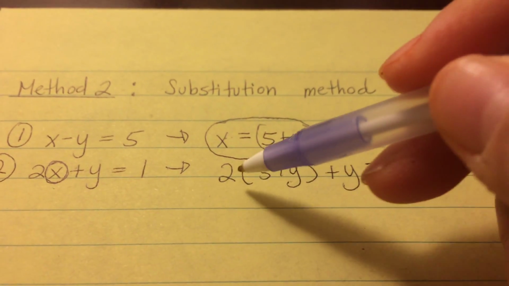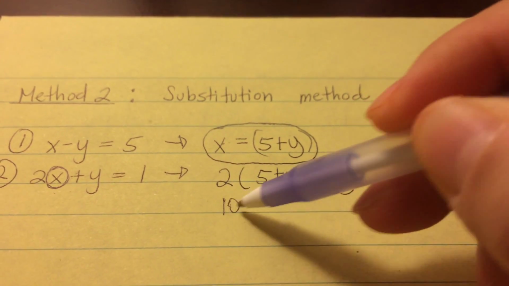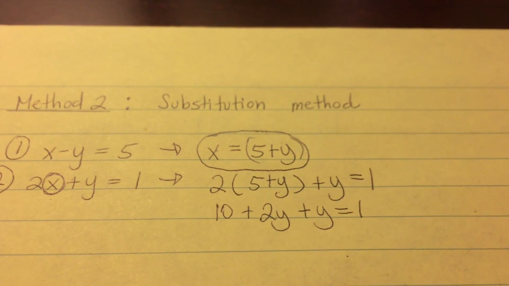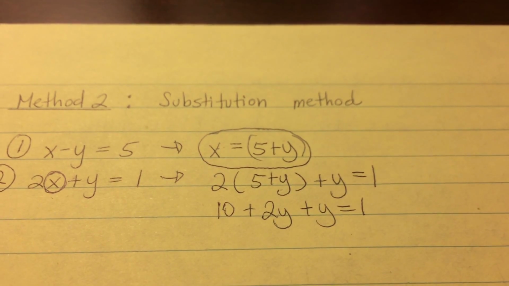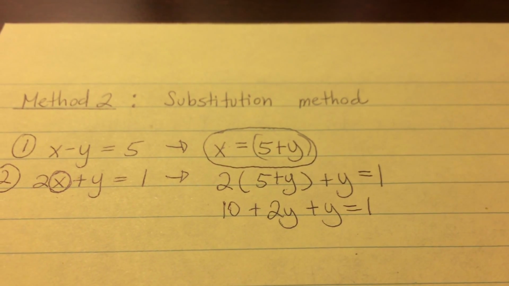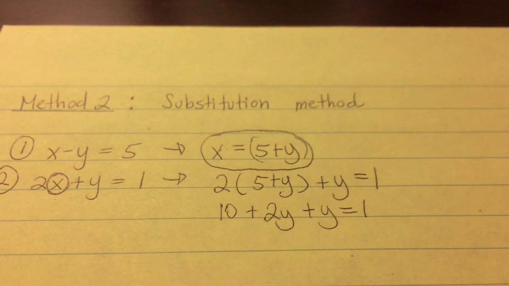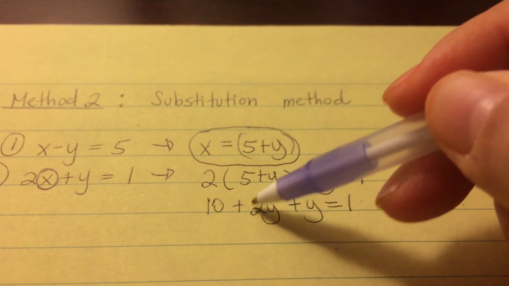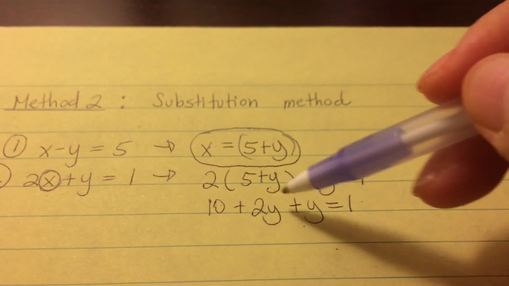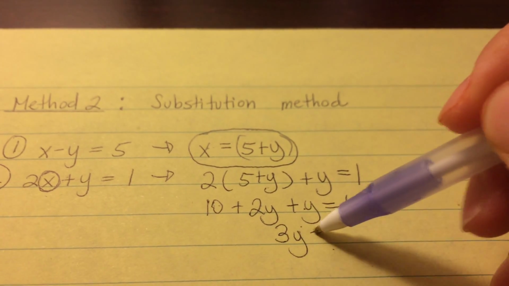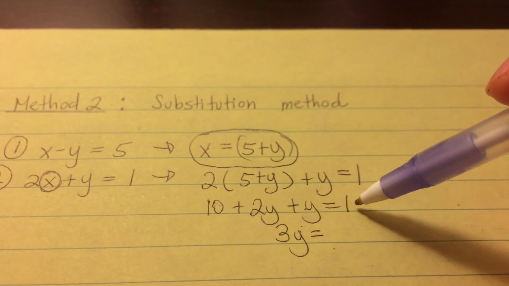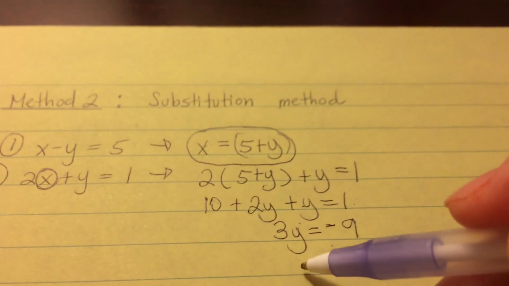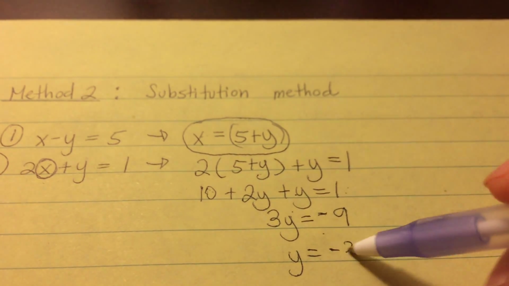Now you distribute the 2, so that's going to give us 10 plus 2y plus y is equal to 1. You can see now you only have a variable of y, which is what you want. You only want one variable. So we're going to solve for y. We bring the 10 over to the other side and combine terms. 2y plus y is 3y, which is equal to 1 minus 10, which is negative 9. So y is equal to negative 3.